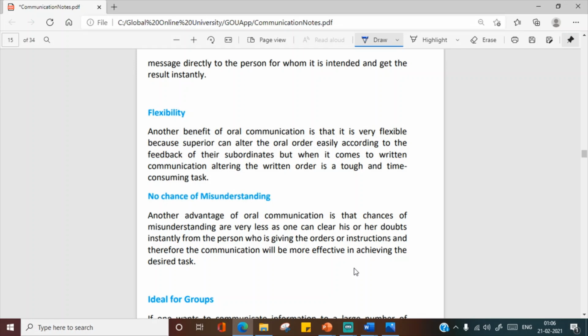For instance, the senior has given some task. You have to do this task A, B, C. But the junior says, okay, sir, if we change the following things, I think the product will become better. So, at that particular moment only, they will change, and hence there is a lot of flexibility in oral communication.